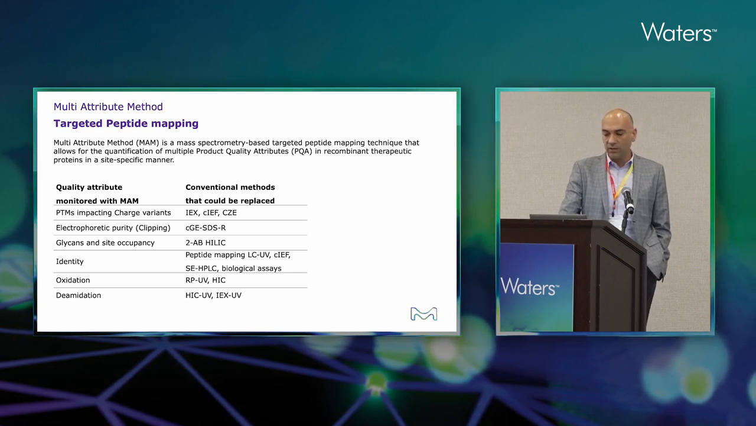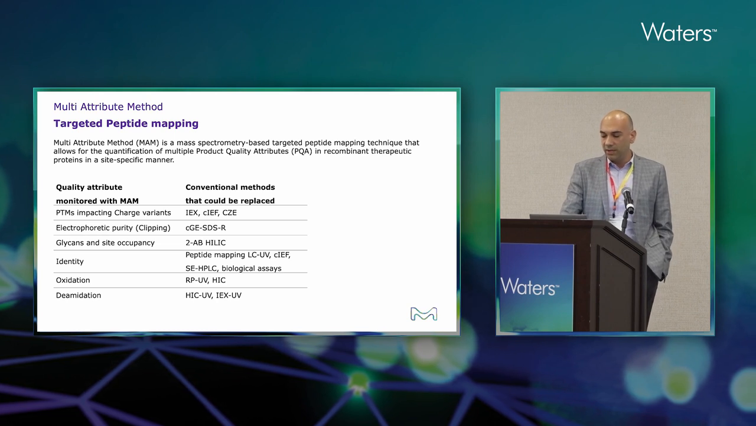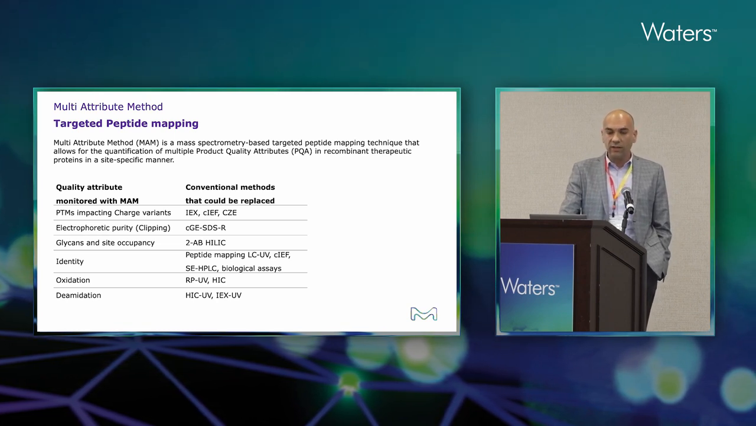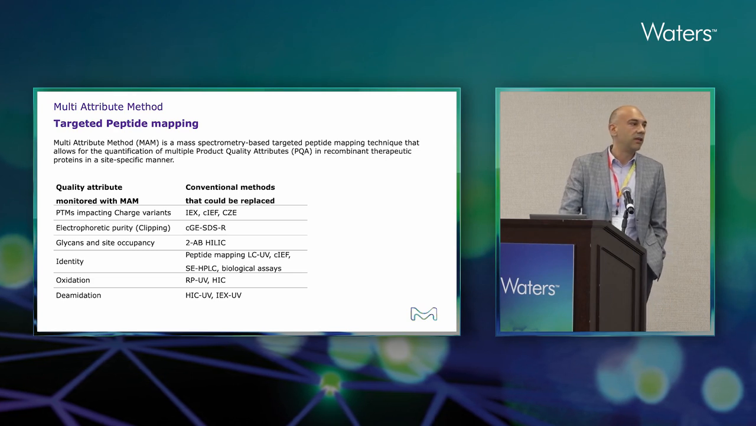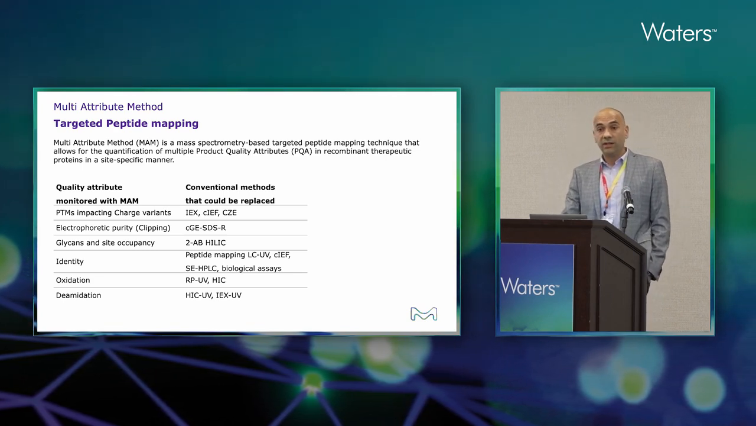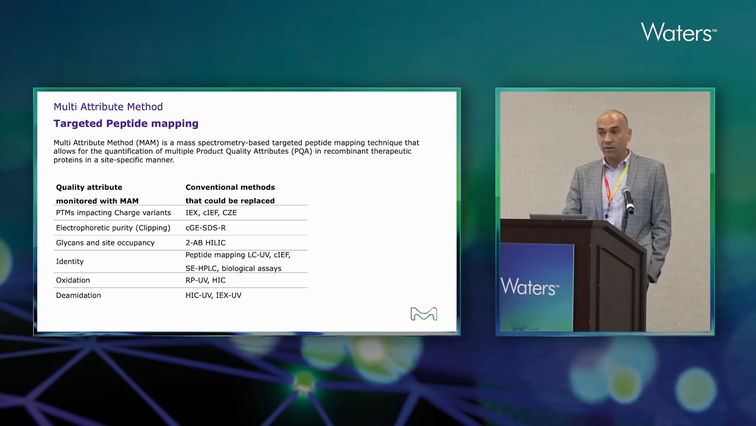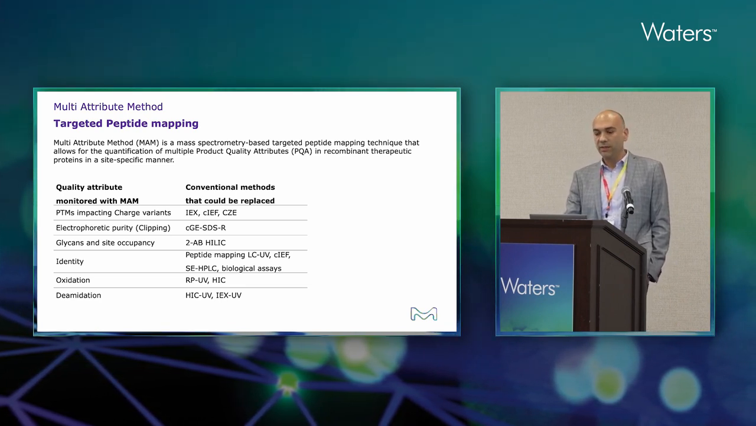For those who do not know, MAM is a mass spec-based targeted peptide mapping that allows us to relatively quantify product quality attributes, which can be post-translational modifications, degradation products, or protein heterogeneity like clipping or amino acid misincorporation.